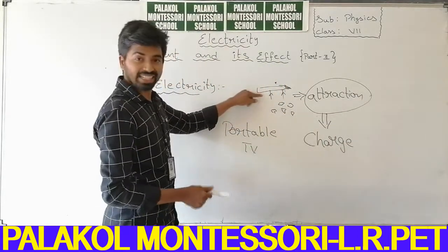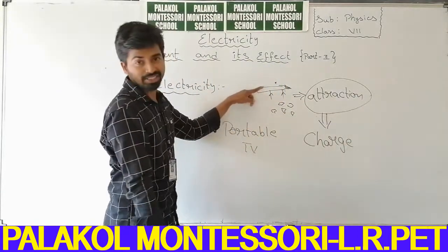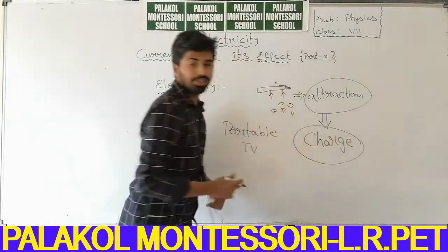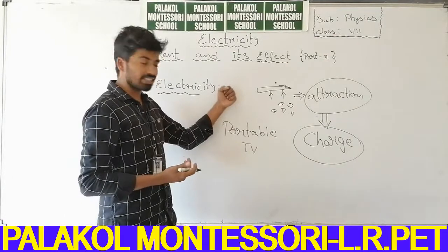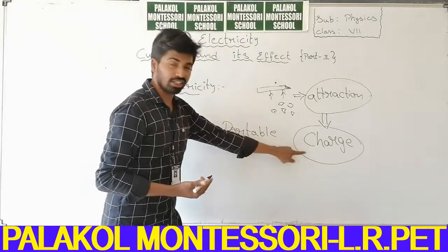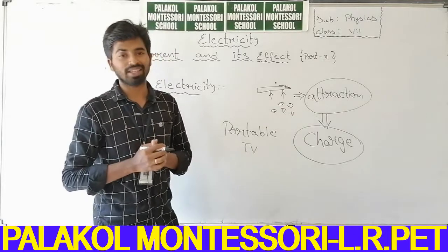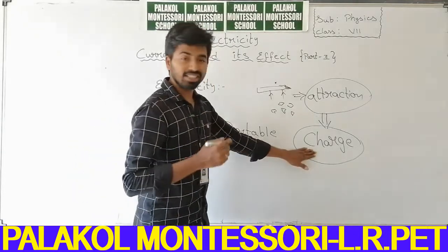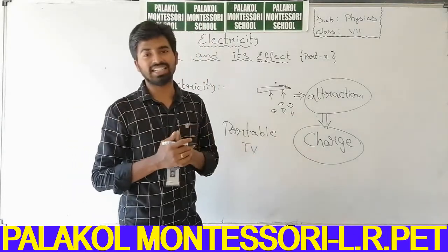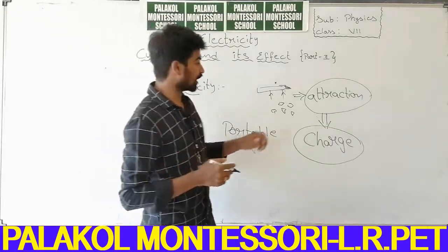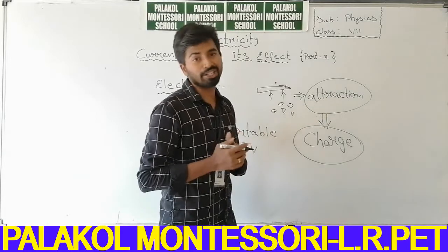The pen is attracting some pieces of paper because of the property called charge. Your hair was attracted to the TV screen because of the property called charge. They have some special property, and the charges will not always undergo attraction. Some charges may repel. So you can observe attraction and repulsion also.